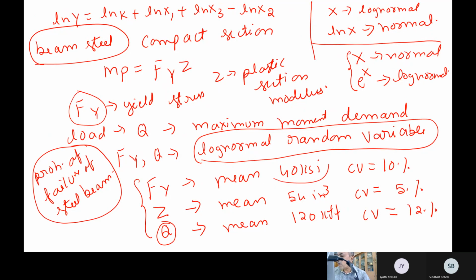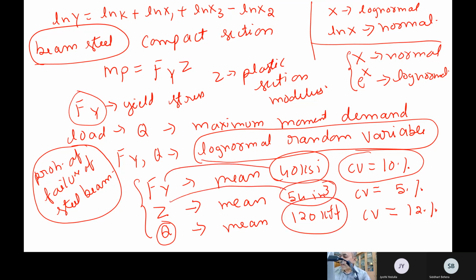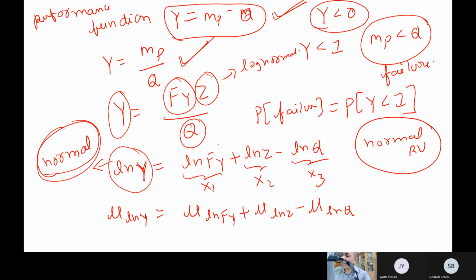So this is the mean value of fy, and the coefficient of variation. If you can find the standard deviation, all the mean values are known. They have been given for fy, z, and q actual. But in our calculations, we require the mean of the log of each of these quantities, so this has to be calculated.